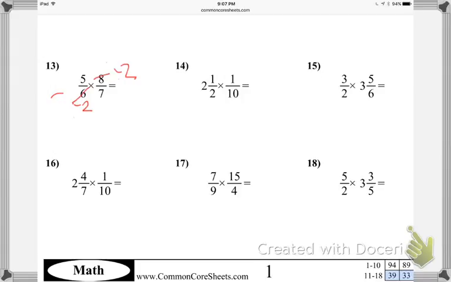6 divided by 2 is 3. 8 divided by 2 is 4. So I simplified before I actually multiplied. Again, that's called cross-canceling. Now I can do 5 times 4, which is 20, and 3 times 7, which is 21. Notice I got the same answer, but my answer this time is already simplified. It's in simplest form.